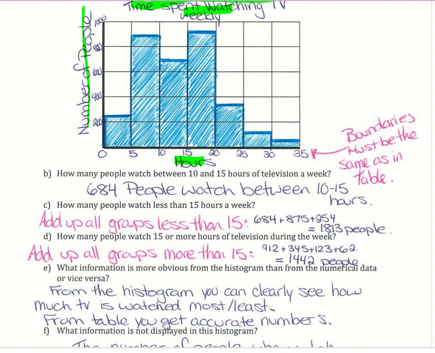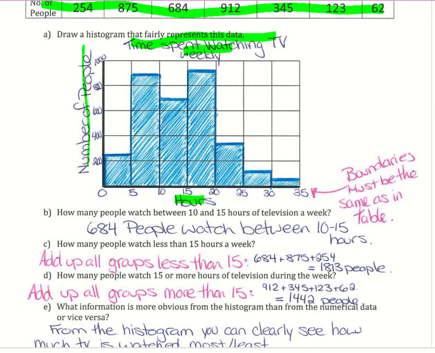So how many people watch less than 15 hours a week? Now, this is an interesting question because with 15 here, less than 15 would take you to 0. So you would have to add up all 3 of those groups. So that's where they get the 1,813 people.